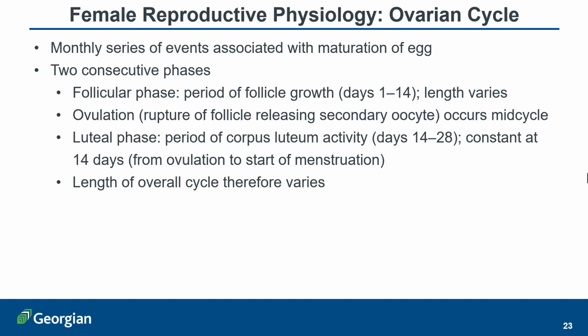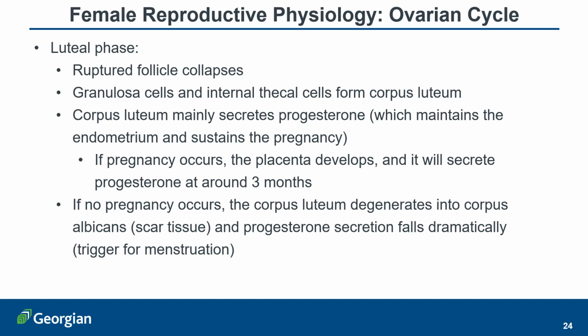That occurs mid-cycle. And then we have the luteal phase, which is a period of corpus luteum activity. That's days 14 to 28. The luteal phase, unlike the follicular phase, is constant. It is a fixed 14 days from ovulation to the start of menstruation. Since the follicular phase varies, the overall length of the cycle therefore varies as well. Let's discuss the luteal phase in more detail. The follicular phase, remember, is simply the maturation of the follicle, and ultimately the follicle will rupture, releasing the oocyte.